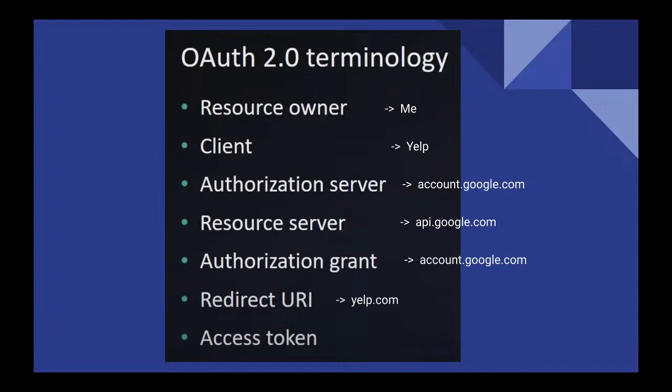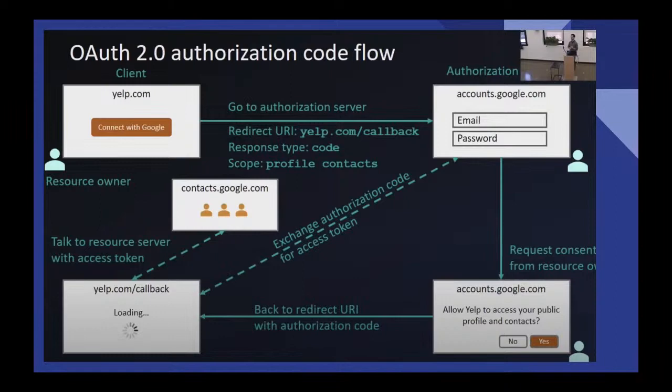Then the access token. The access token is kind of a key: next time, if I use this access token, I can share the contact with Yelp without logging in. So that is an access token. That is how this authorization, OAuth 2.0, works.